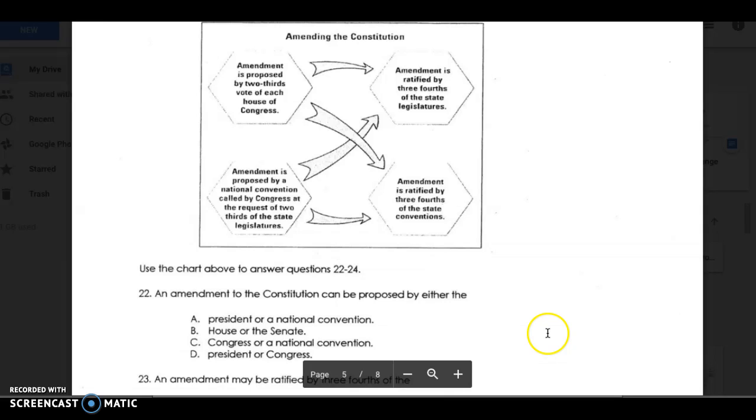Use the chart above to answer questions 22, 23, and 24. Number 22. An amendment to the Constitution can be proposed by either the A. President or a national convention. B. House or the Senate. C. Congress or a national convention. D. President or Congress.